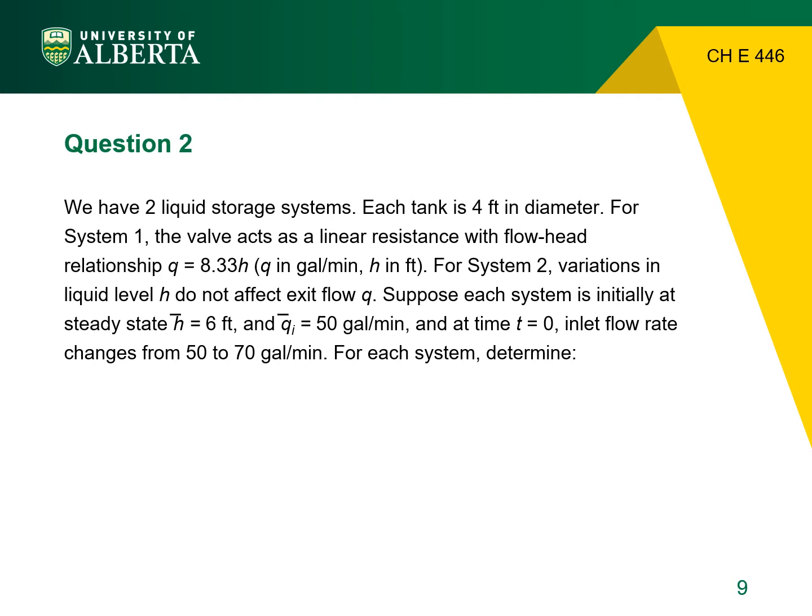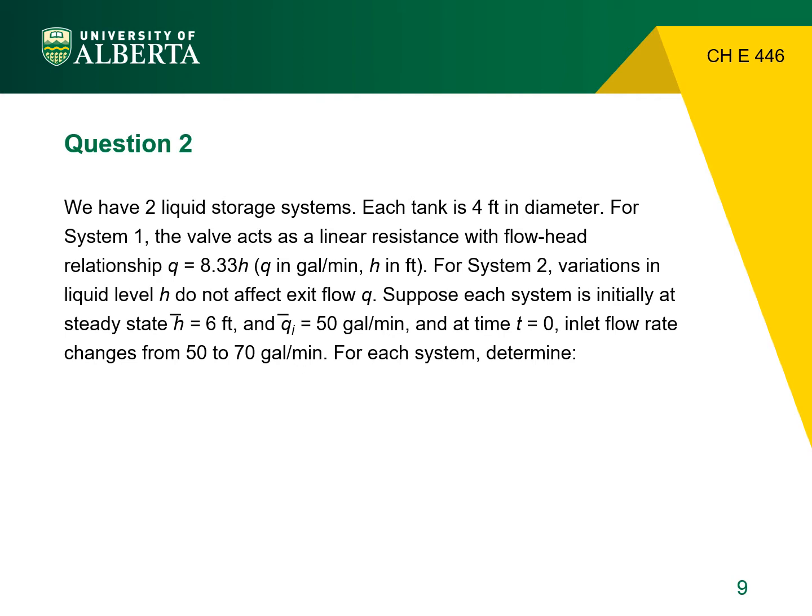The outlet pipe of system 1's tank is fitted with a valve that provides linear resistance to flow through the equation outlet flow equals 8.33 times tank liquid level. The outlet of system 2's tank is fitted with a pump that extracts liquid at a constant flow rate.